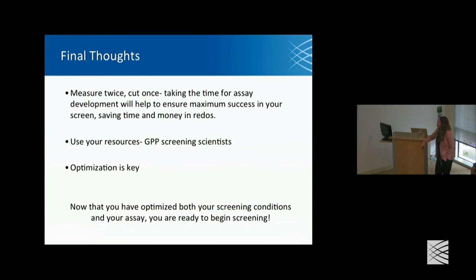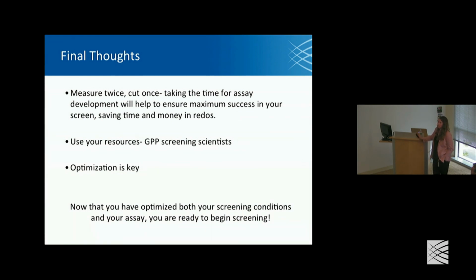Some final thoughts. As This Old House says, measure twice and cut once. Take the time up front to do all of these optimizations, and that will ensure maximum success in your screen. Save time and money, a lot of time and money in redoing your screens if you don't do this.